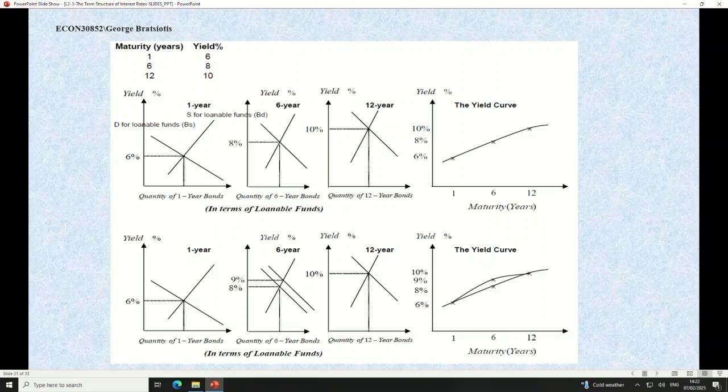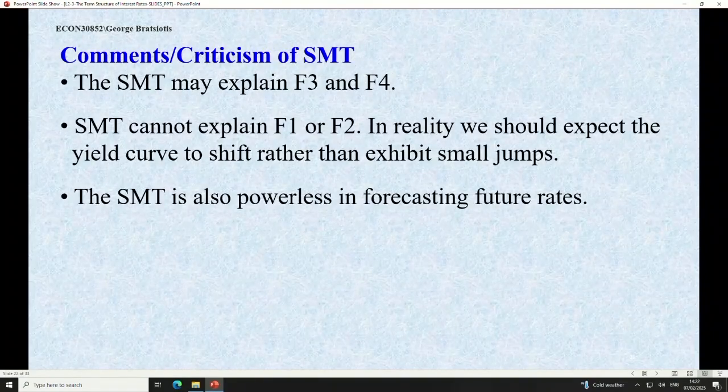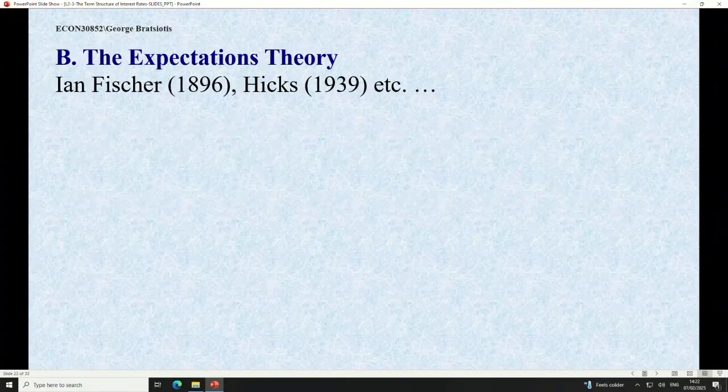Fine. So, we've done all that. The segmented markets theory is also powerless in forecasting. I mean, for us guys, it's absolutely powerless. Because if I observe something in one market, it doesn't tell me anything about the rest of the markets. Therefore, I cannot use them to forecast what's going to happen to the rest of the financial markets. Fine. So let's move on to a more useful theory, which is the expectations theory.